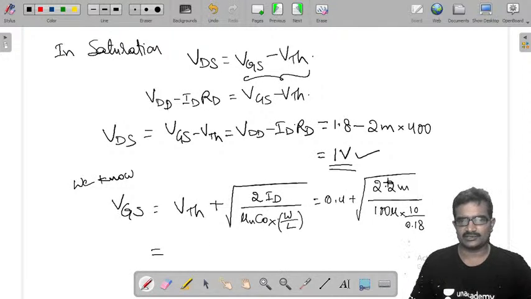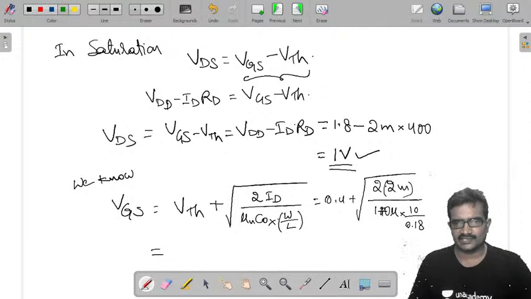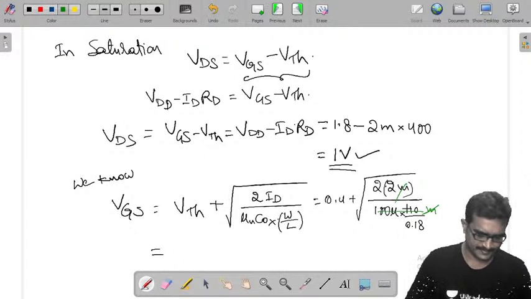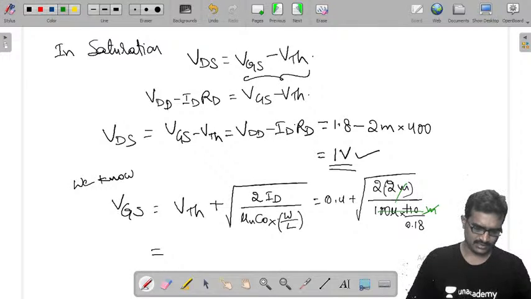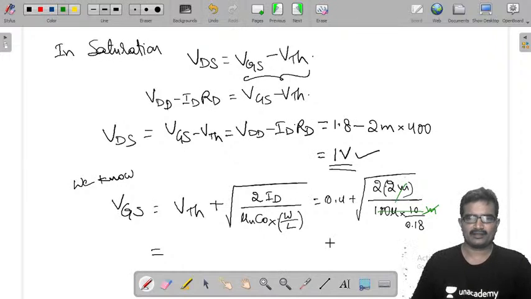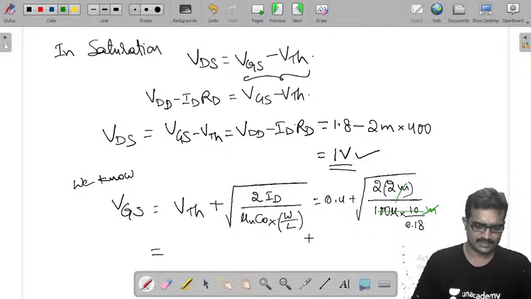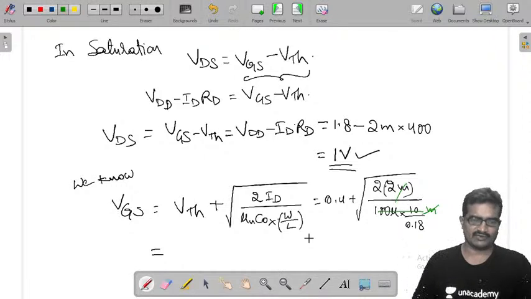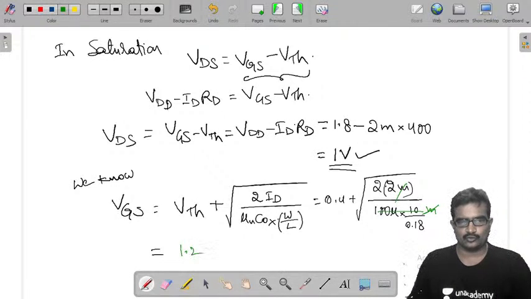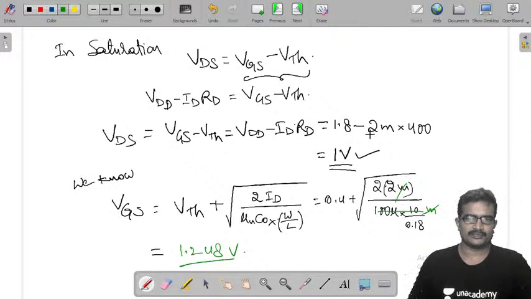Now it is 2 into 2 milli. So this milli gets cancelled. 4 into 0.18, square root of it. It is 0.848 plus 0.4. That is 1.248. 1.248 volts VGS. Now I am going to take this.